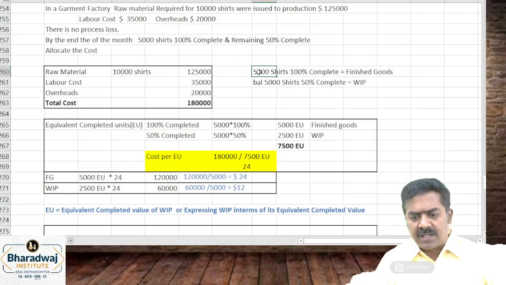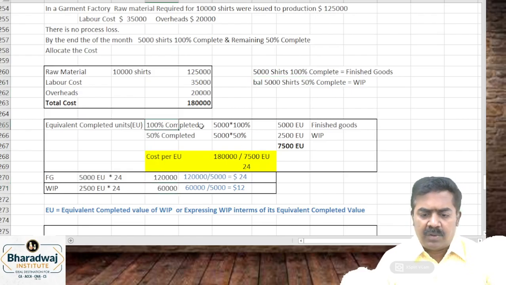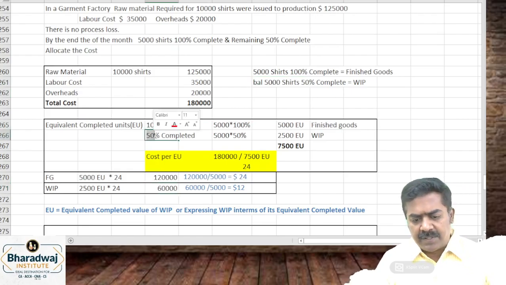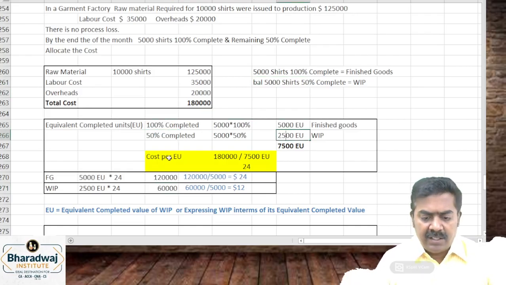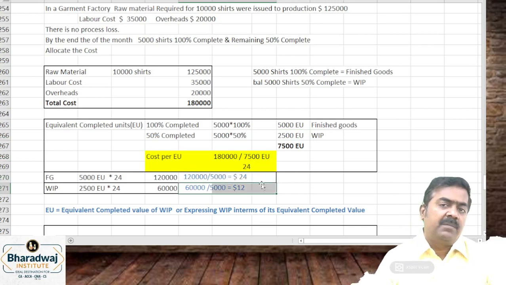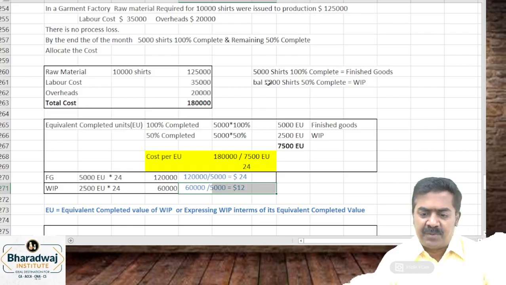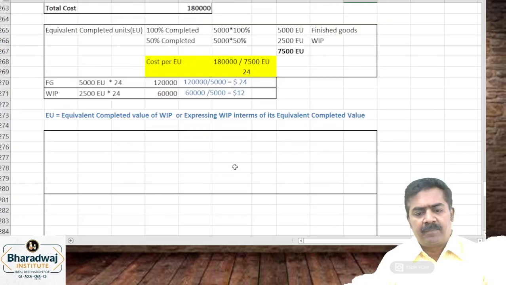Simple. If cost is allocated in 1:1 ratio, both finished goods and WIP will have what? Same cost per unit. What is equivalent unit? 50% completed shirts are equal to 2,500 completed shirts. In this ratio, if the cost is allocated, we will find the finished goods will have the full cost, semi-finished goods will have the proportionate completed cost. Here it is 50% completed, so the value will be 50% of the cost like that.